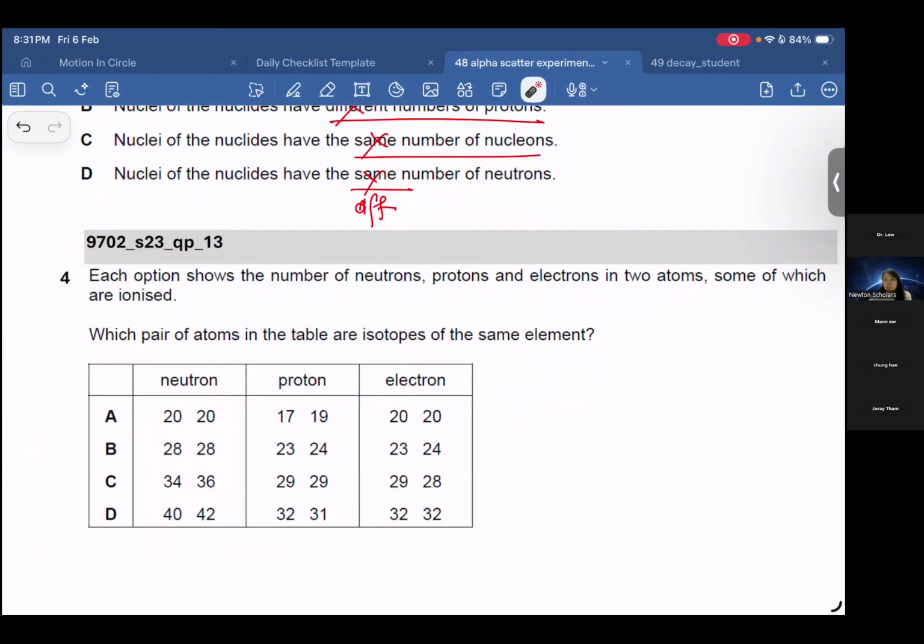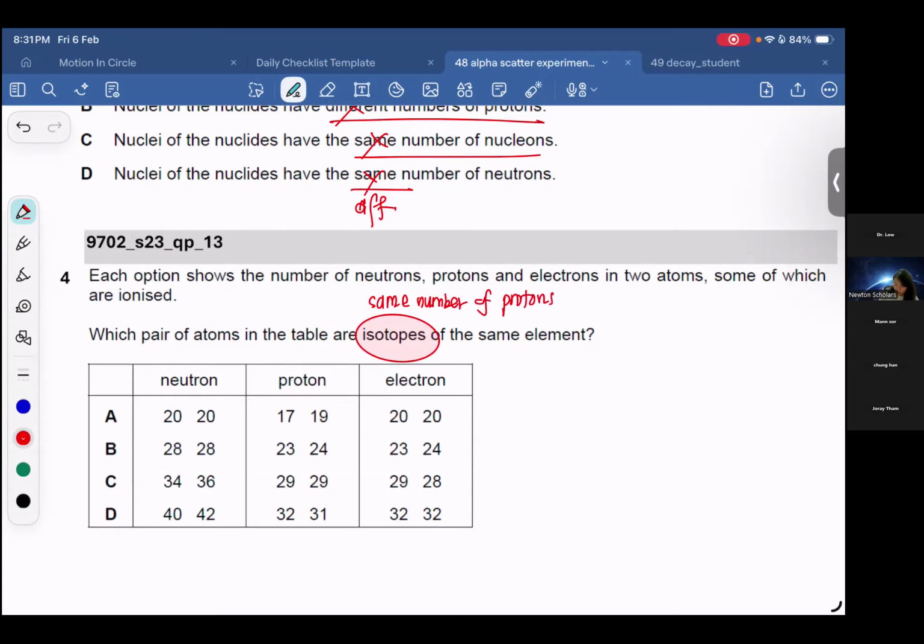Vashini, yes. Sean, yes. Chonghan, yes. Easy. Jory, yes. Okay, here again. Isotope, no matter how, look at the proton. As long as the same proton number. So isotope, same number of protons. So protons here, 17 and 19, no. 23 and 24, no. 29 and 29, yes.